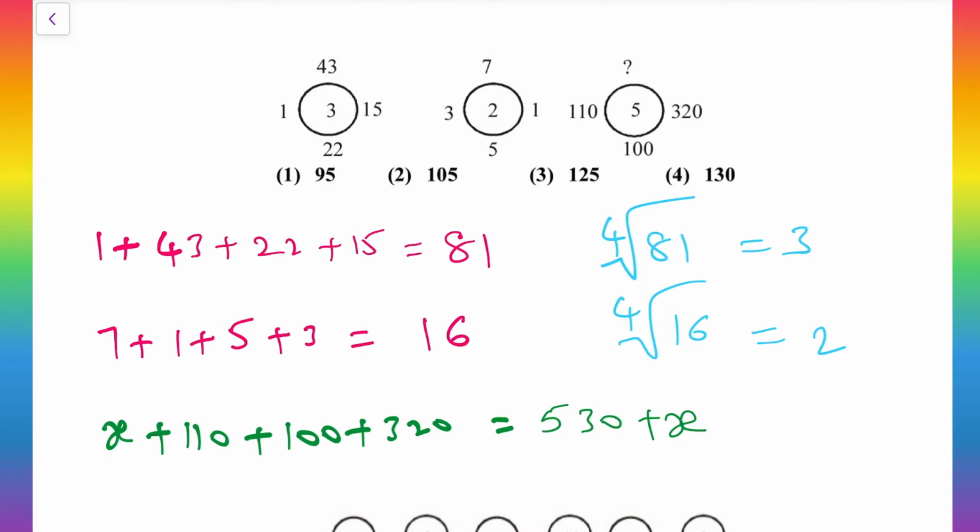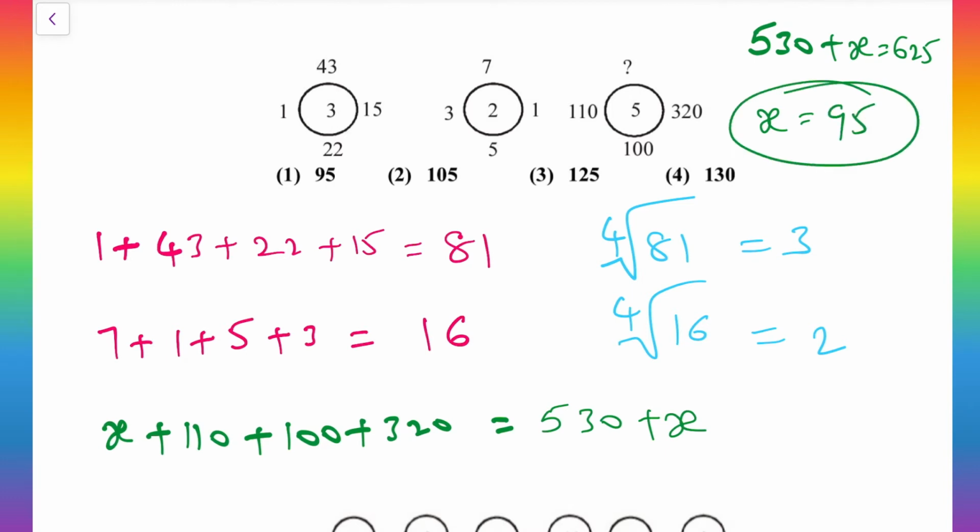Okay, so now after adding the numbers, every time we got the fourth power of the middle number. So the same way here also, 5 power 4. 5 power 4 how much? 625. So it means 530 plus x is equal to 5 power 4, 625. Then x is equal to 625, and if we take 530 to the other side, it becomes 625 minus 530. It is 95. So the missing number is 95.